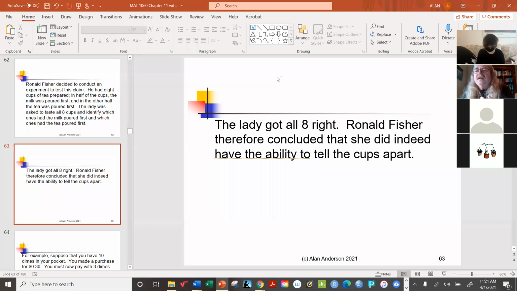Eight out of eight is a very good result. If you know what you're doing, you should get them all right. If you don't, you expect some of them to be wrong. It's still possible that she got all 8 right by pure luck, but Fisher concluded that wasn't likely, and therefore she must know what she's talking about. This led to a lot of important results in statistics.